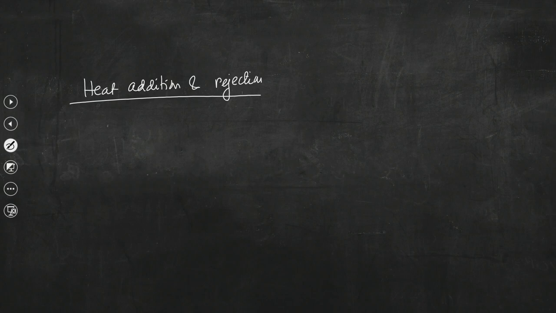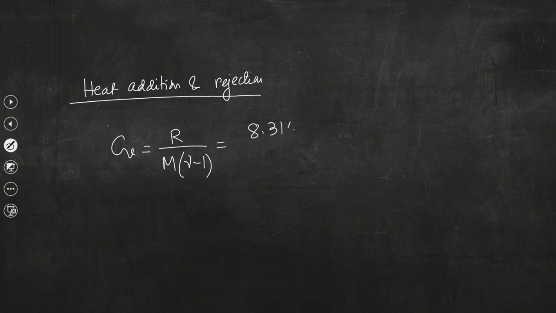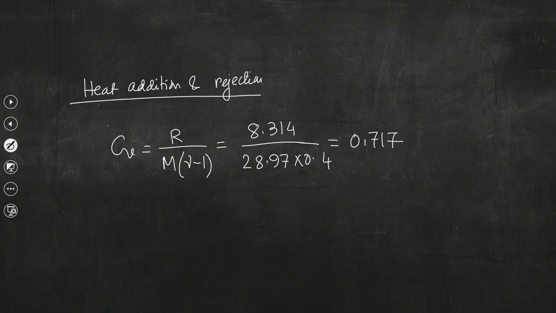You know that CV equal to R by M into gamma minus 1. We are using this formula that we have studied. Now, R is given as 8.314 divided by M, that is 28.97, into 0.4, because gamma is given as 1.4, sorry, so this is 0.4 only. And if we calculate it, it is coming as 0.717. So, this is CV.